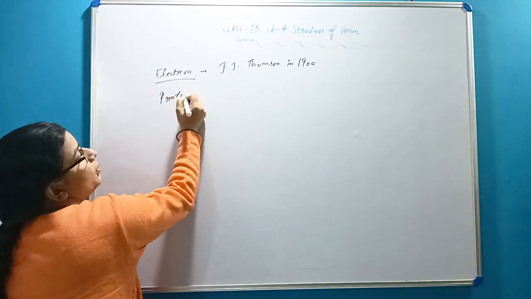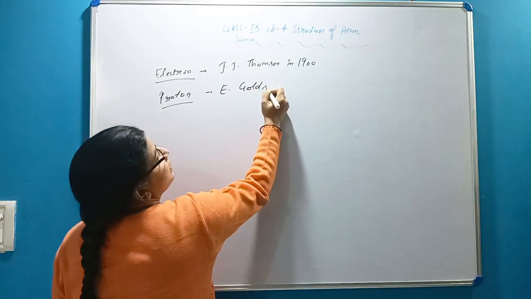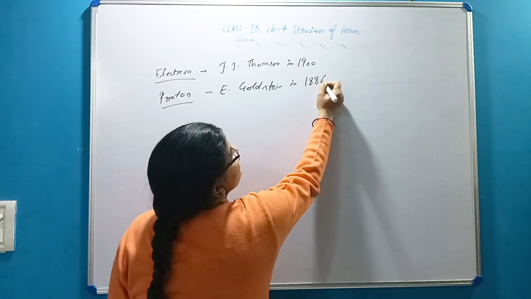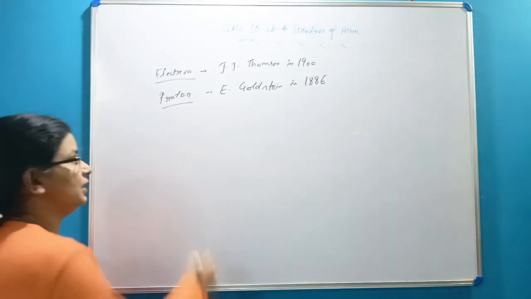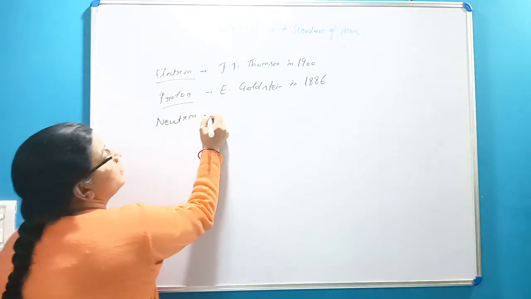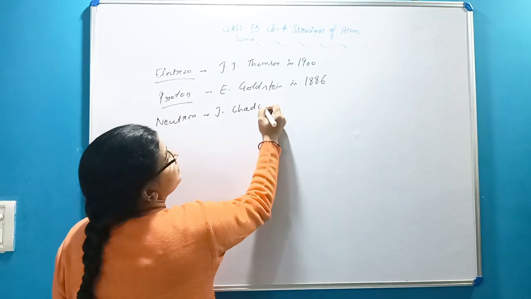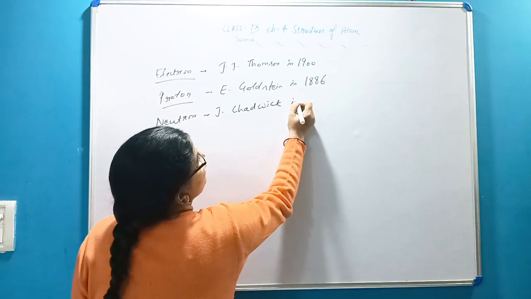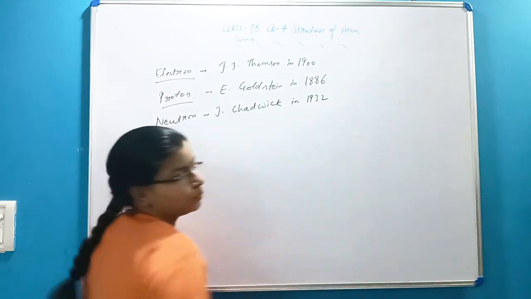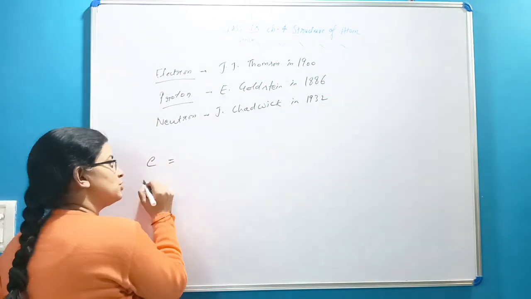Next is proton. It is also another subatomic particle. Proton was discovered by E. Goldstein in 1886. And one more thing, neutron. Neutron was discovered by James Chadwick in 1932.